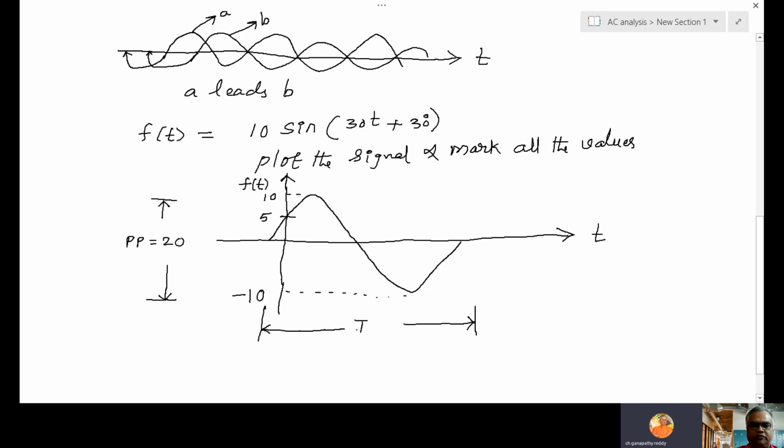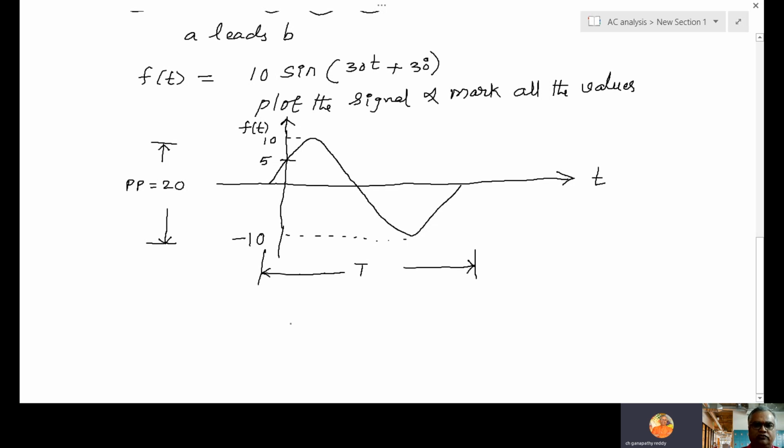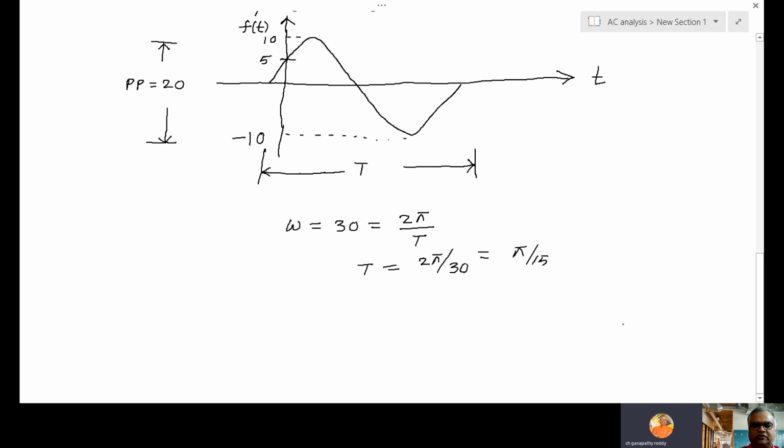How to find this time period? What is the omega value given in the example? 30. So 30 equals 2 pi f, that is, 2 pi by T. What is T from this? T equals 2 pi by 30, which equals pi by 15. What is this pi by 15 value? Don't substitute 180 here. It is 22 by 7 by 15.